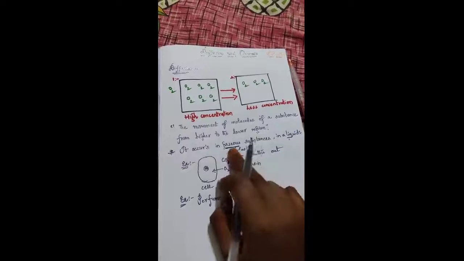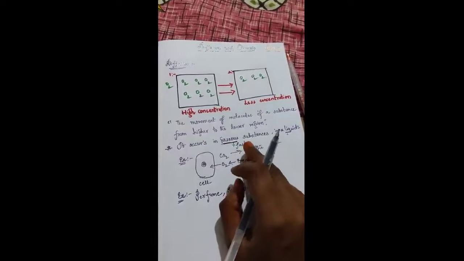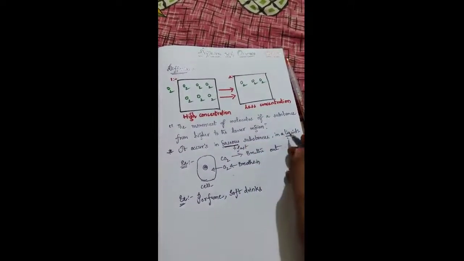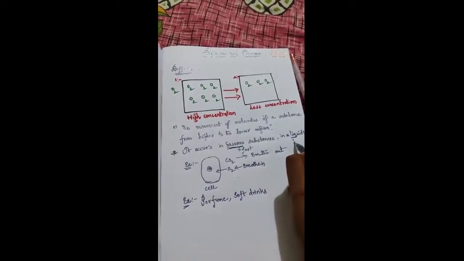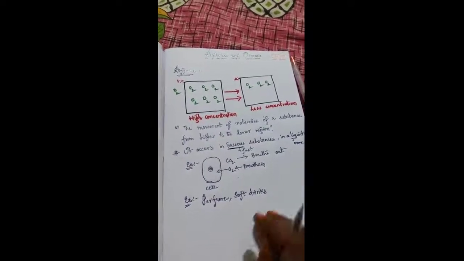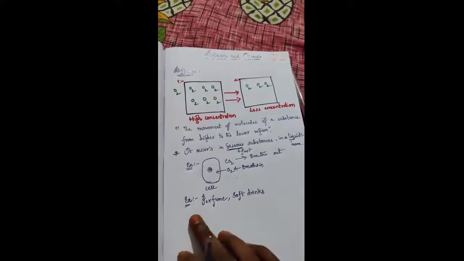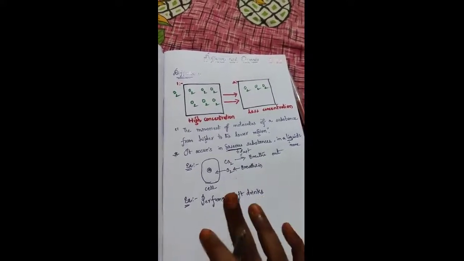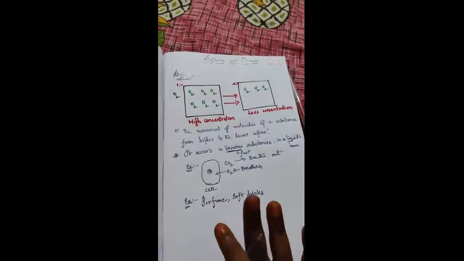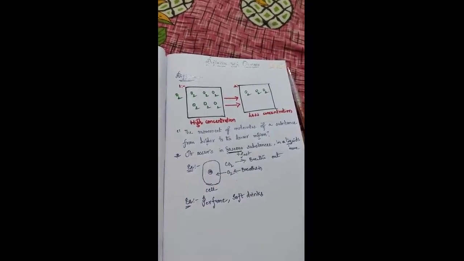Like in gaseous substances, it happens very fast, whereas in liquids, the diffusion process will take more time. This is also one more point. Okay, I hope you all understood what diffusion is and how it works in our body. Next we are going to learn about the osmosis process.